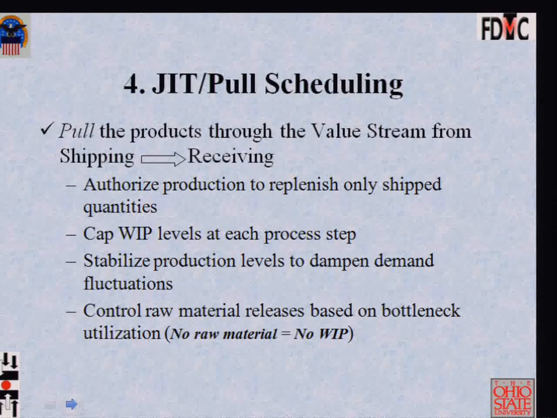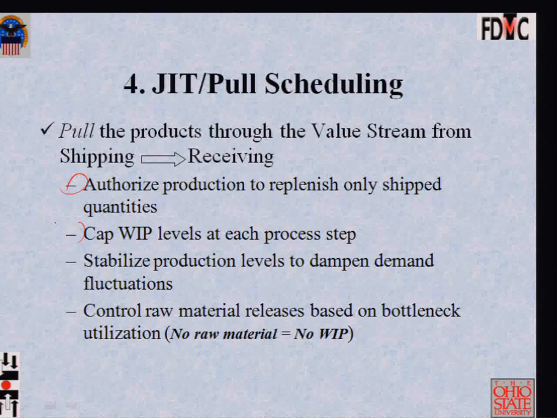Some of the features of pull scheduling are, you authorize production to replenish only shipped quantities. Again, please be careful. It's okay in the OEM high volume assembly environment, when you ship 20 units of a certain item, there's probably a very high probability that that same item will be in demand, so you are justified to make another 20 units. That may not apply very well in high mix, low volume job shops.